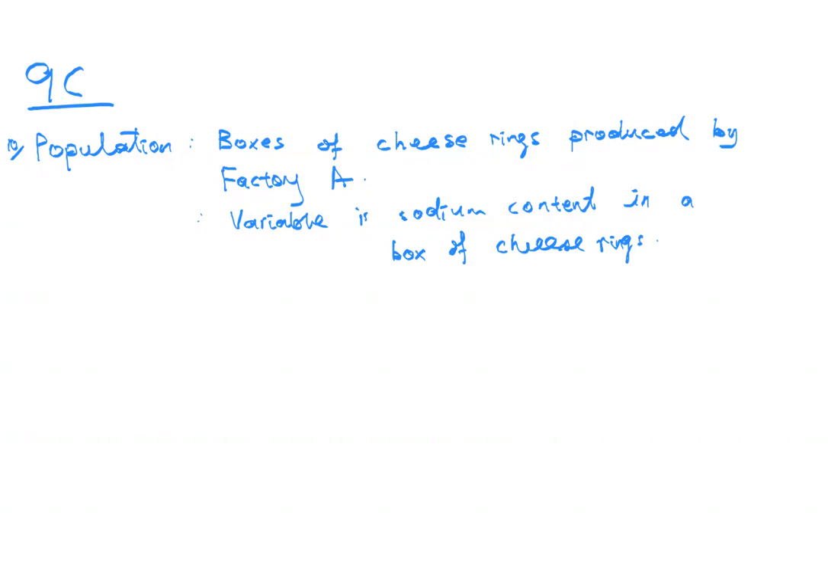So you must know the difference between population and variable that you want to talk about. So I let the sodium content be the X. So the variable X, okay, I put here X is sodium content in a box of cheese ring. Okay, so done with the population.